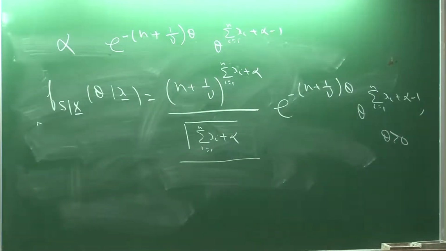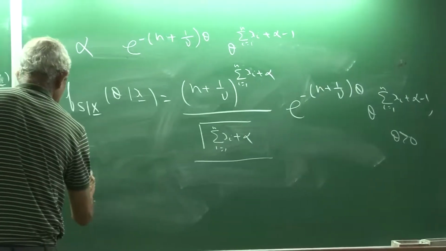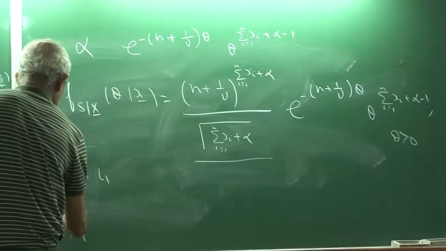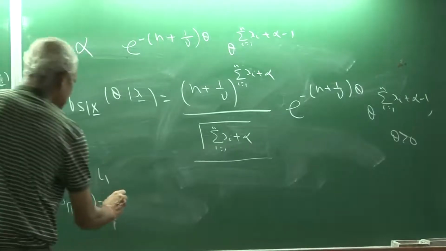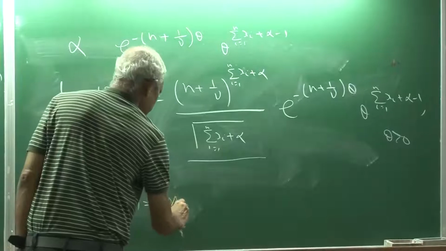Now under loss L1, I know my Bayes estimator would be the posterior mean. So under L1, delta pi of x, which is the same as A of x, is nothing but the posterior mean.